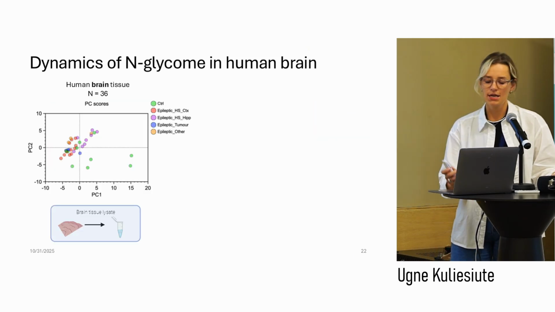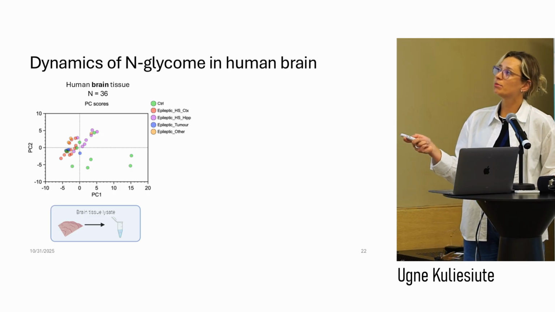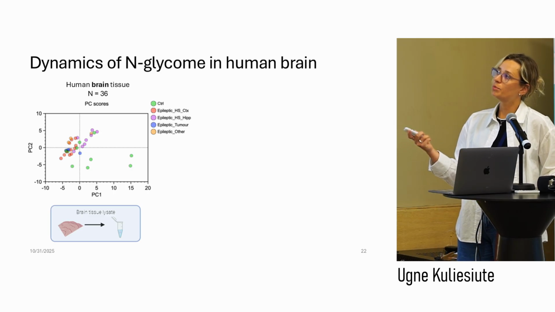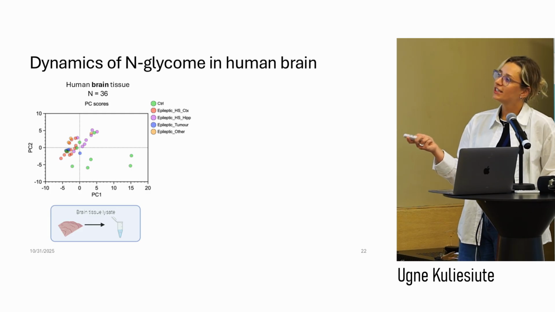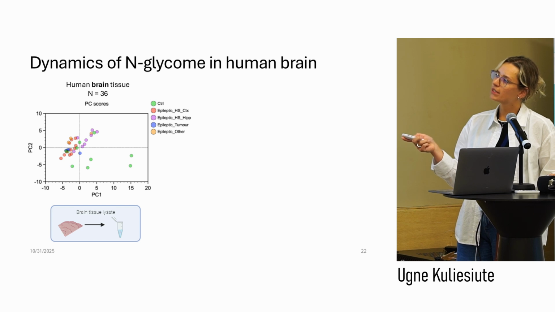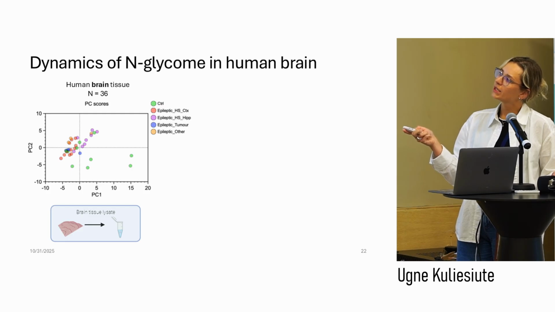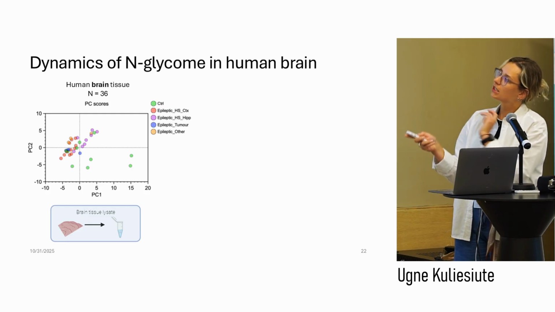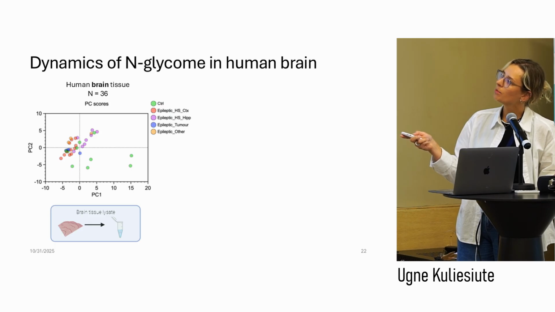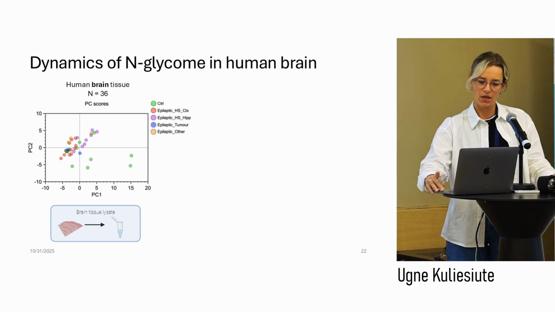Looking at the data, over here you can see human brain tissue N-glycome profile in PCA analysis. So over here you can see that actually it is separated. Control samples are separated from the epileptic ones, and if we look into the epileptic group, we can see the separation between the epileptic hippocampus and epileptic cortex.